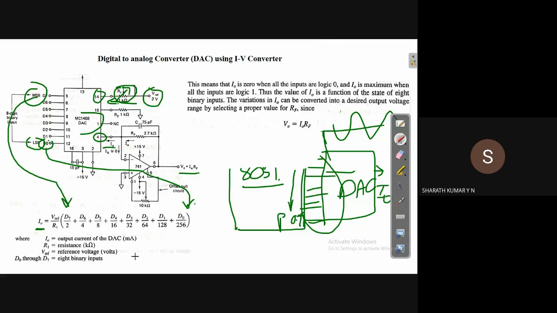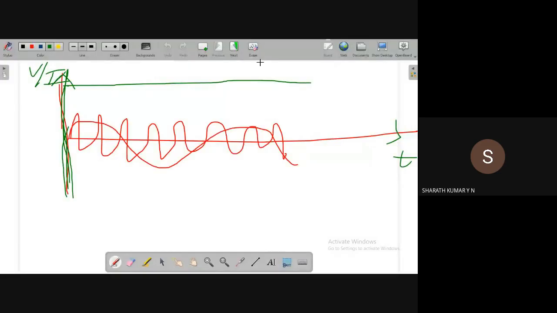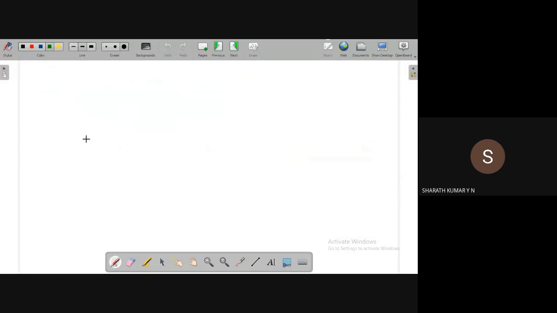Based on this, we get a voltage. That means D0 has the least weightage. The weight is 256, 2 power 8. The LSB has the least weightage, D0 by 256. If you see the bit-wise representation, let's say I write 8 bits. Let's say this is the LSB, and this is the MSB.